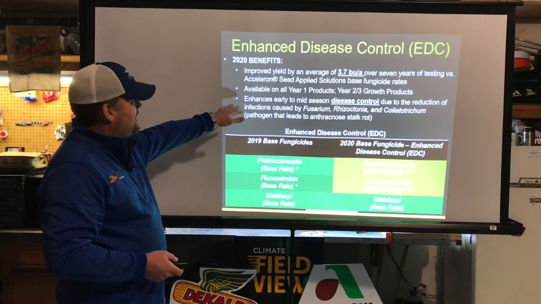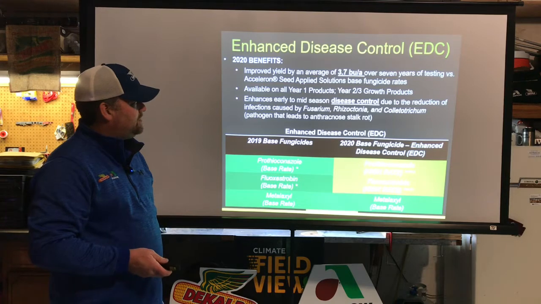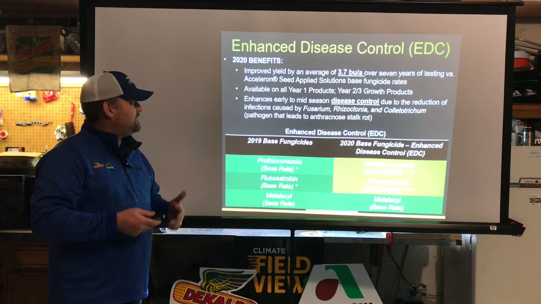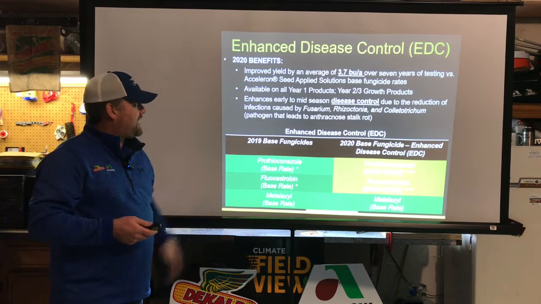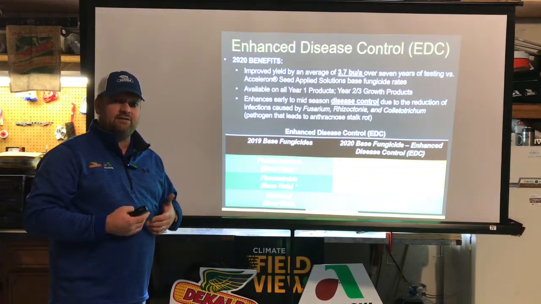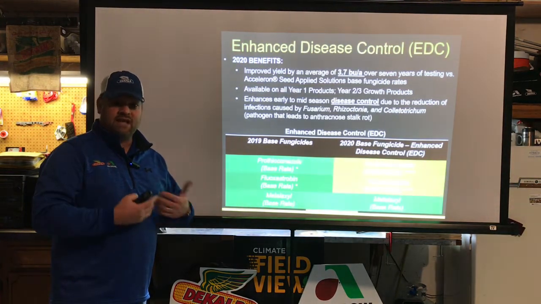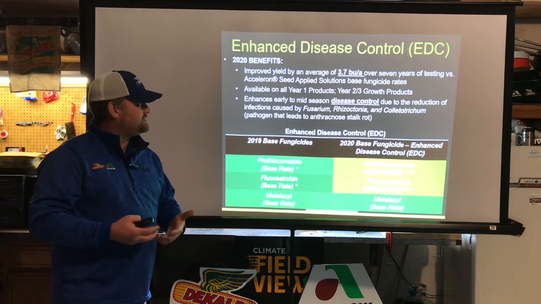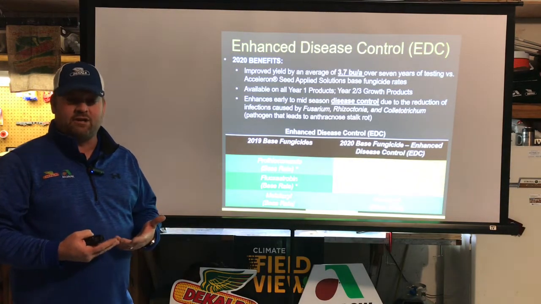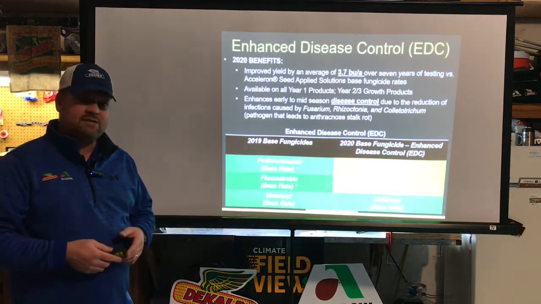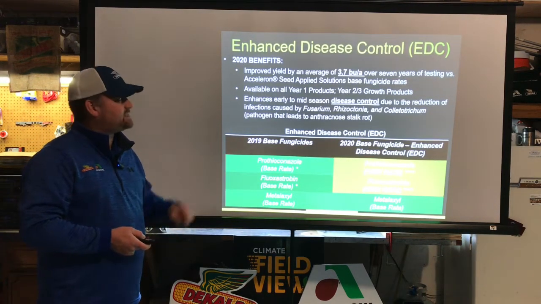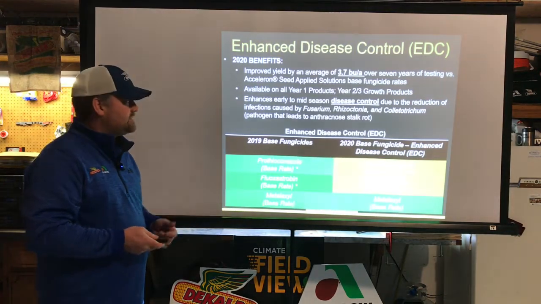Really, this one enhances early to mid-season disease control due to the reduction of infections caused by Fusarium, Rhizoctonia, and a few others that are also pathogens that lead to anthracnose stalk rot. So we know that anthracnose stalk rot comes from something like Fusarium. It's an opportunistic disease. Fusarium's in there. Anthracnose stalk rot, typically for us, we see late season. We need some protection earlier on from that Fusarium, as we talked about a few slides ago, before the Fusarium can get into the plant. So definitely a risk mitigation that Enhanced Disease Control, EDC, is going to take care of for us.